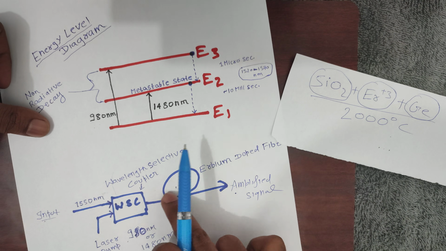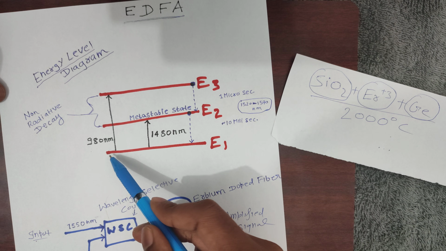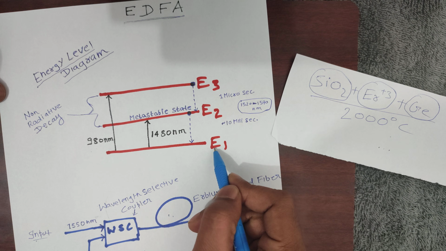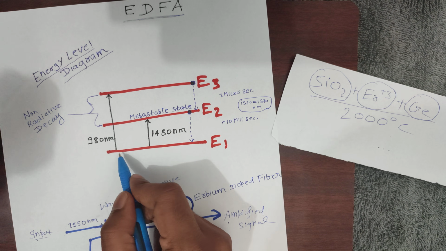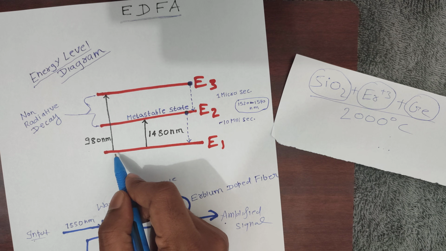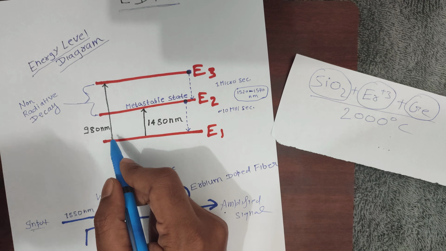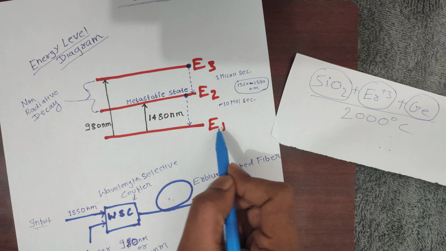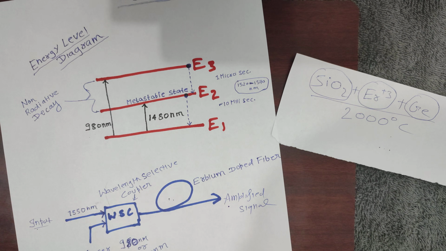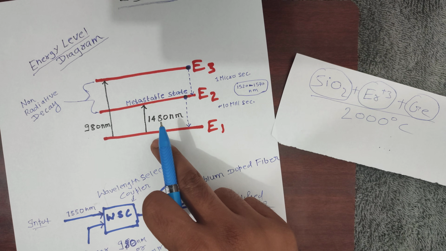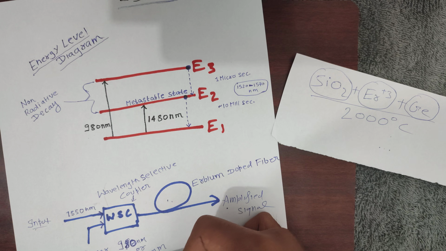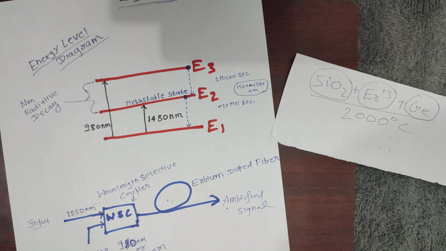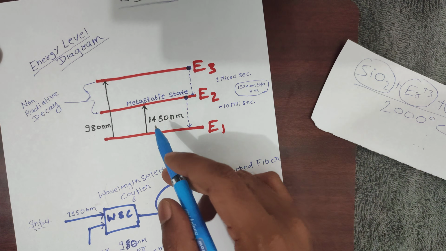So see what happens in this erbium doped fiber. Whenever we are giving the laser light, there are energy levels E1, E2, E3. Here the electrons are at the E1 state, the static state. Whenever we are giving the laser at 980, the electrons get excited and jump from the E1 energy level to the E3 energy level. The same thing applies here also. Whenever we are giving laser at 1480, it will not go to E3, it will just go to the E2 energy state. Okay, that's the difference.